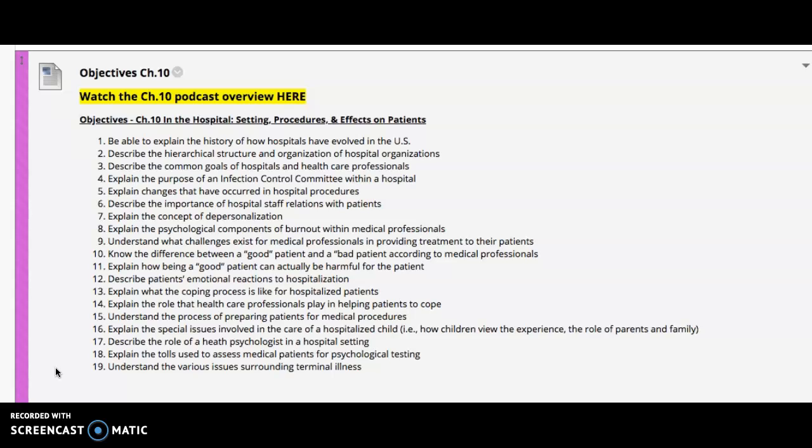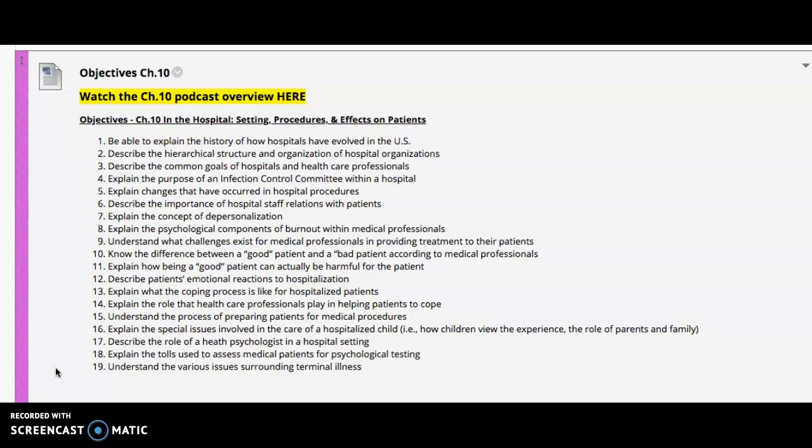We'll look at the different structure and organization of hospitals, kind of how they're organized in terms of who gets care and where and how that happens, and as well as the goals of hospitals and healthcare professionals. You'll take a look at the various different types of healthcare professionals, who they are, what their credentials are, what types of settings they would work in, so you can get familiar with all the various layers of healthcare.